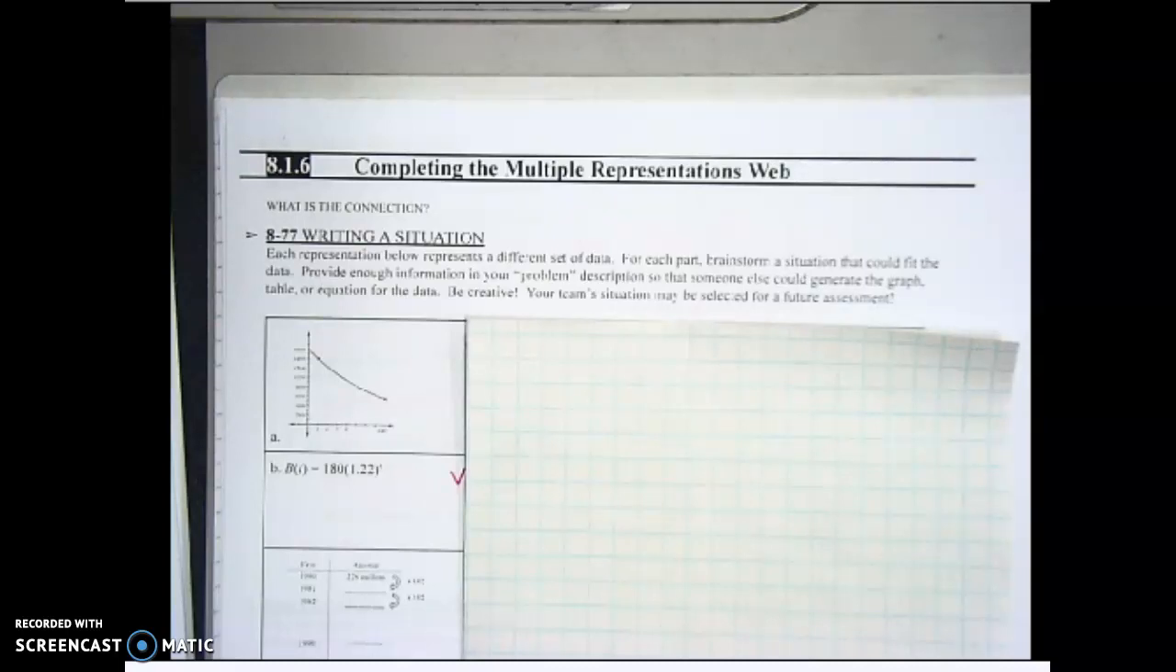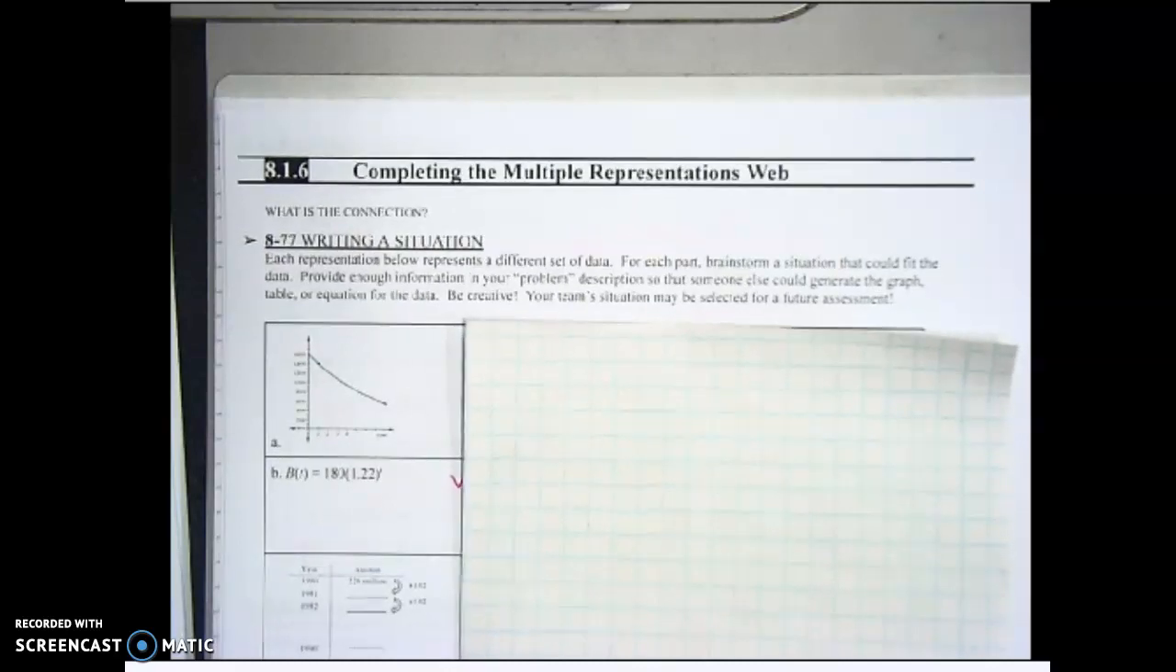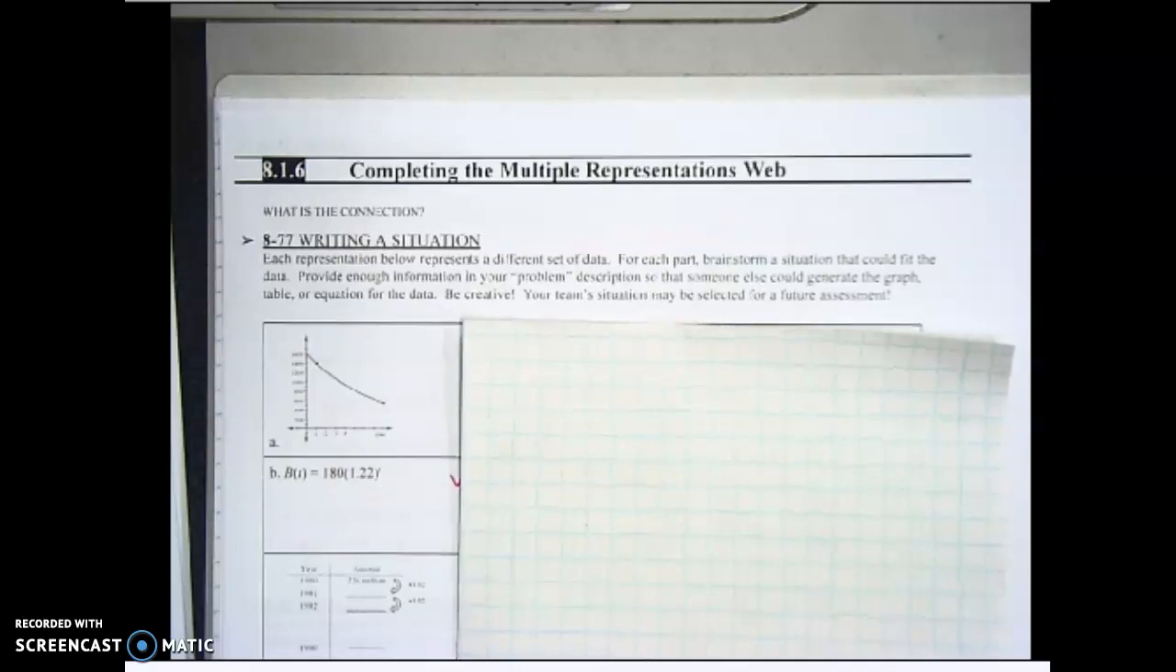We're looking at question 77, which is titled Writing a Situation. Each representation below represents a different set of data. For each part, brainstorm a situation that could fit the data. Provide enough information in your problem description so that someone else could generate the graph, table, or equation for the data. Be creative. Your situation may be selected for a future assessment.